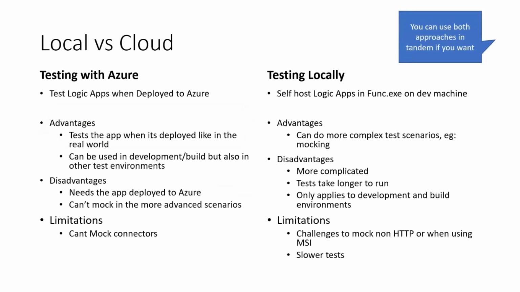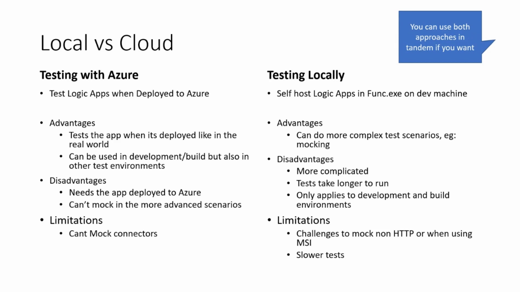Now, in the framework that's on NuGet and GitHub for testing logic apps, there's two flavors of it. You can either deploy your logic app to Azure and test it while it's deployed to the cloud, or you can run it locally in the functions runtime on your dev machine, and trigger it and run it there. The idea of the framework is to give you the same code, or very few modifications, to be able to test those logic apps regardless of where they're deployed.